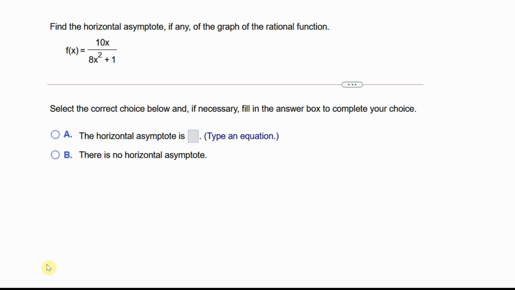Find the horizontal asymptote. Here the degree up top is 1 and our degree downstairs is 2. So I get n is less than m. That implies that the horizontal asymptote is the line y equal to 0.